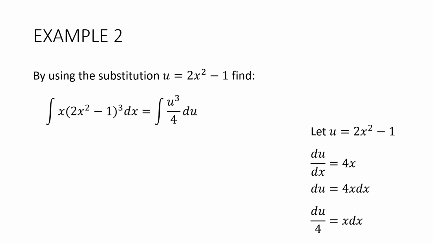Now we're going to integrate. This will become u to the power of 4 divided by 4, and tidying that up and substituting back, we have 2x squared minus 1 to the power of 4 over 16 plus c.